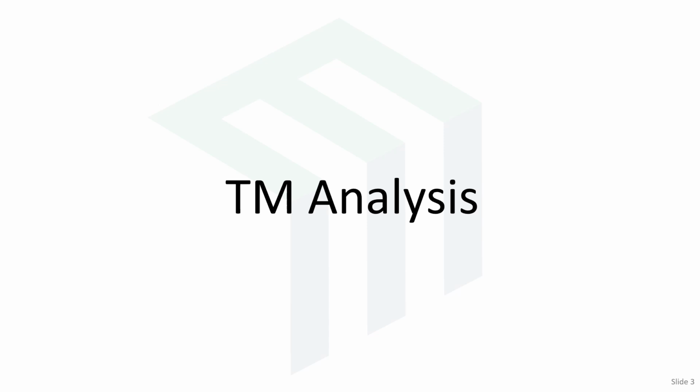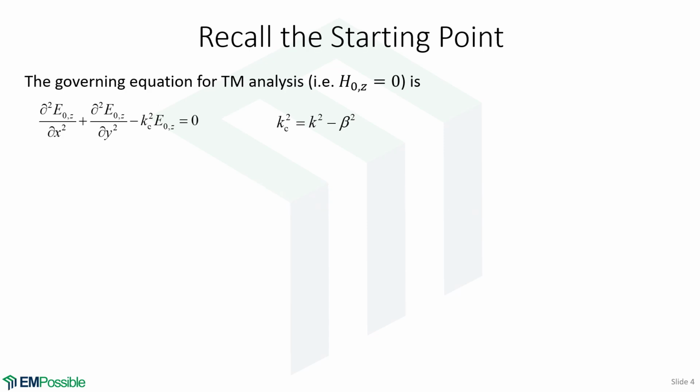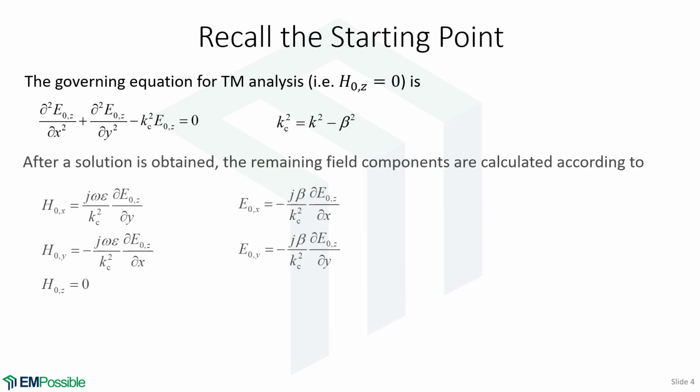TM analysis. So here's our starting point. We are doing TM analysis, that is transverse magnetic. That means the Z component of H is 0. That means we are solving our differential equation for the electric field. And what was the Laplacian here, we've expanded into Cartesian coordinates, so we're looking at it as 2 partial derivatives with respect to x and y. And to remind us, once we find a solution for E naught Z, we will plug that solution into these equations to find all of the other components.